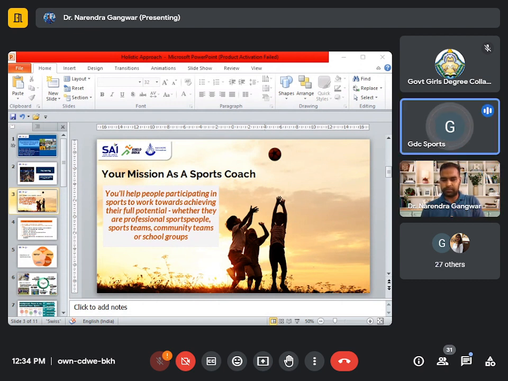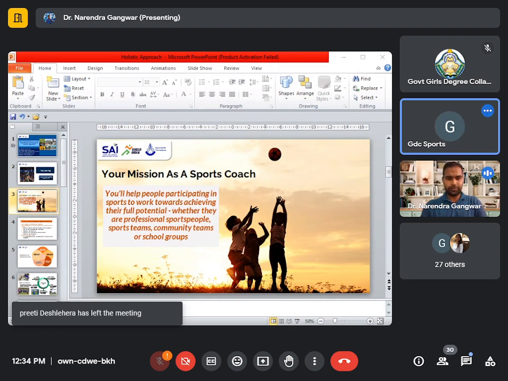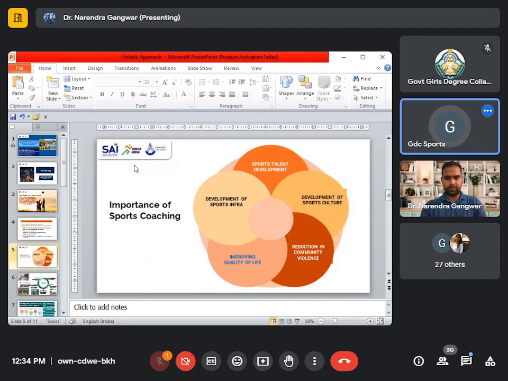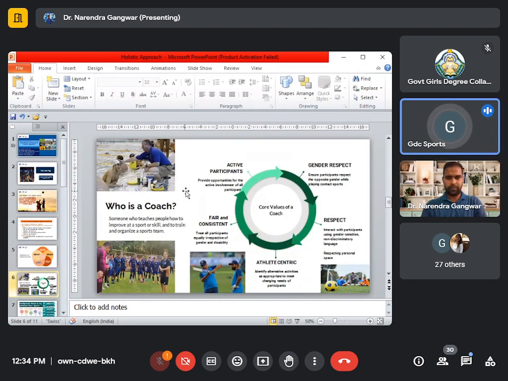सर सॉरी टू इंटरप्ट यू, बट स्लाइड ना नेक्स्ट नहीं हुई है. अभी देखो सर, अभी वो फर्स्ट स्लाइड ही है, योर मिशन एज अ स्पोर्ट्स कोच. अभी चेंज हो रही है सर. नाउ सो हु इज अ कोच? Yes. Thank you for reminding.